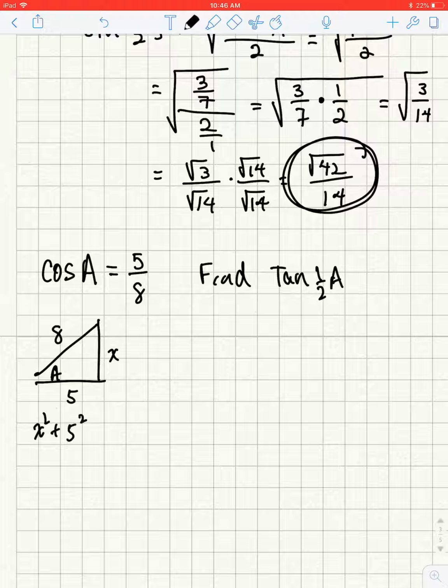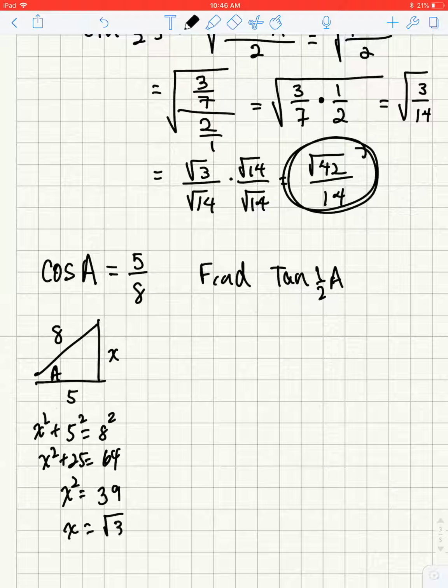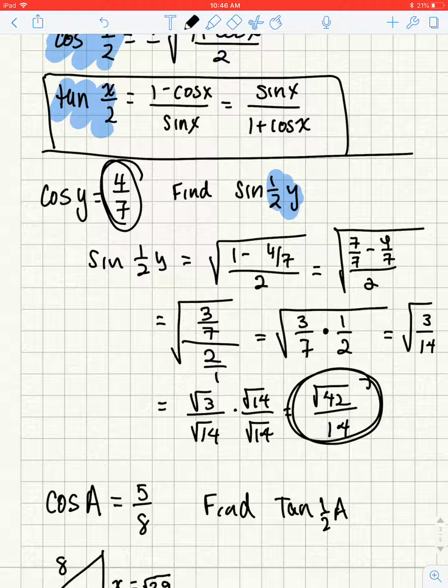So we get x squared plus 5 squared equals 8 squared. So x squared plus 25 equals 64. X squared is going to be 39. Okay, and so x is the square root of 39. Alright, so once you have that, now we can find tangent of 1/2 A, and we're going to use that top formula up here.